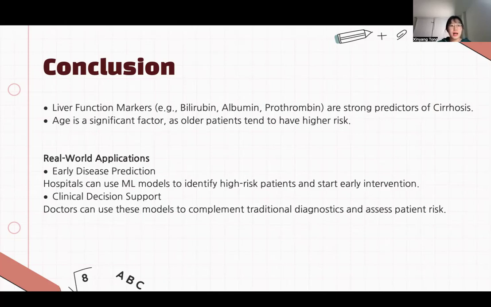And for real world applications, we will have early disease prediction. For example, hospitals can use machine learning models like the extra trees classifier or random forest classifier to identify high risk patients and start early intervention. And we also have another example for clinical decision support.